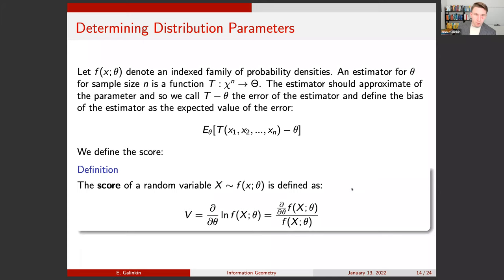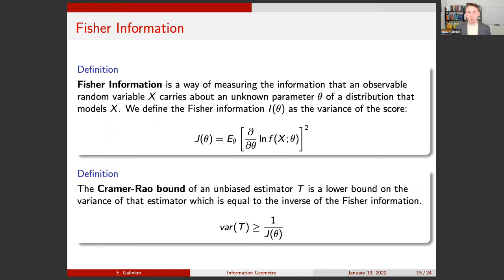So we have our score, and we're going to go back to our score here. And this is where things get exciting, right? So our Fisher information, and this is where we tie it into information theory, right? Our Fisher information is the amount of information that a random variable has about some parameter. And we define this Fisher information, I don't know why I put I, because this should be J, as the variance of our score.